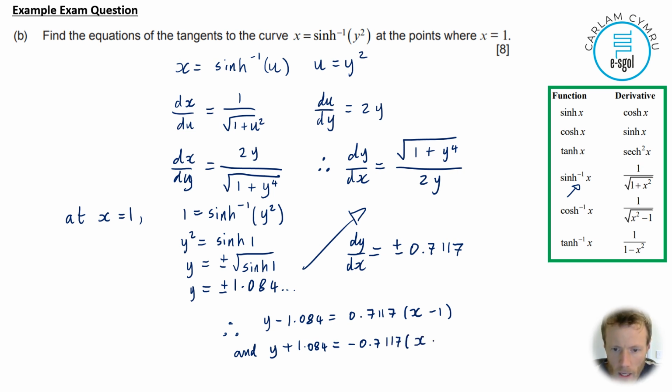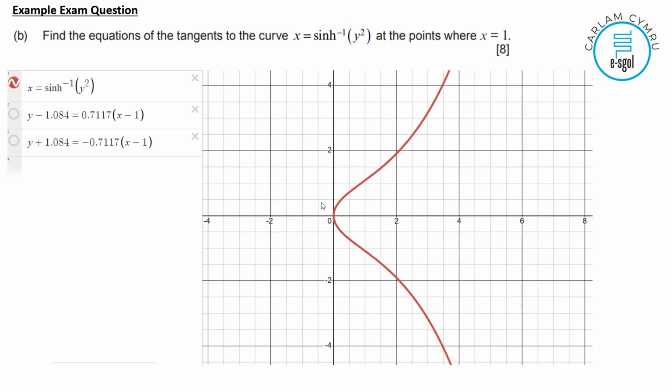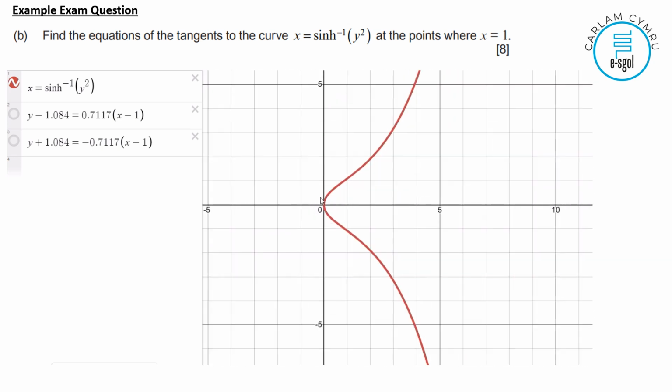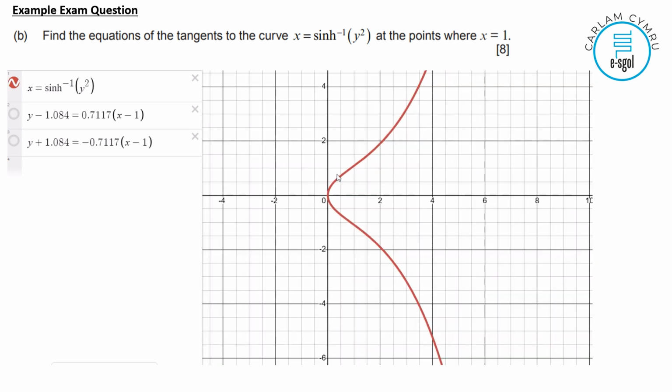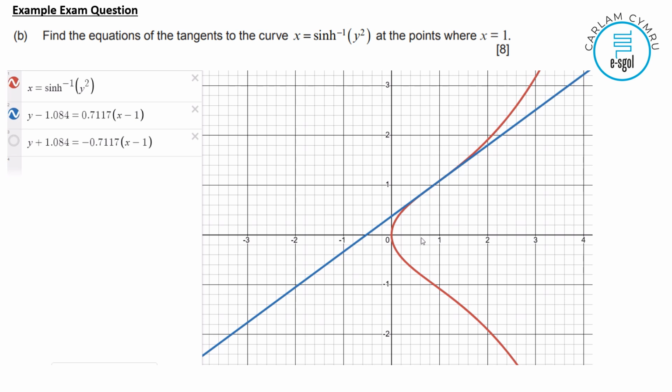times x minus 1. What we'll do is we'll just have a look on Desmos to see why we're getting two tangent equations there. Okay, so we've plotted the function. This is what it looks like. You can kind of see why we might get two tangents. I'll turn both of them on. Okay, there's a tangent there, and the other tangent, you can see we've got R1 here, which is what we were interested in. The other tangent is here.